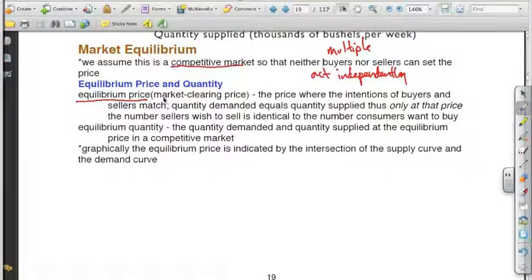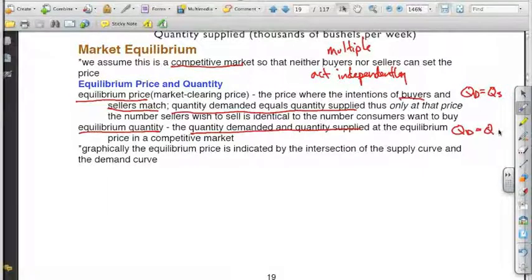Another word for equilibrium price is a market clearing price. It's where the actions or the intentions of buyers and sellers match, where they equal each other. That's why it's called the equilibrium. So it's when quantity demanded equals quantity supplied. As you can guess, to find the equilibrium price, we find the point where quantity demanded equals quantity supplied. To find the equilibrium quantity, we also find where quantity demanded equals quantity supplied. So once again, we just find where QD equals QS.